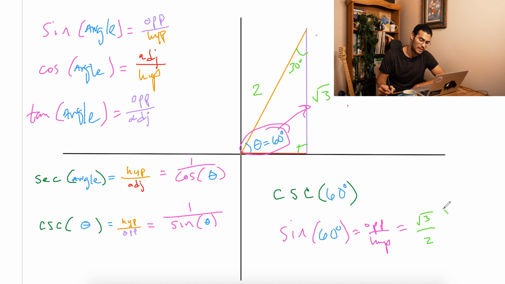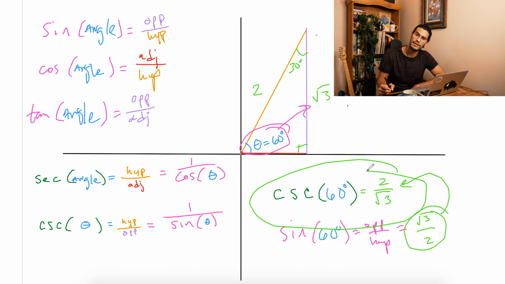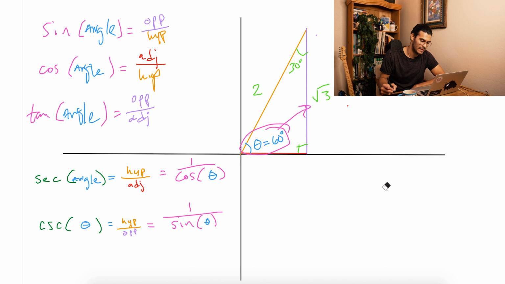Hypotenuse is 2. So then to make it fit here, we would flip it, and it would be 2 over root 3. And that's how we would find cosecant of 60 degrees. Cool? Last one that we would want to work with is cotangent.